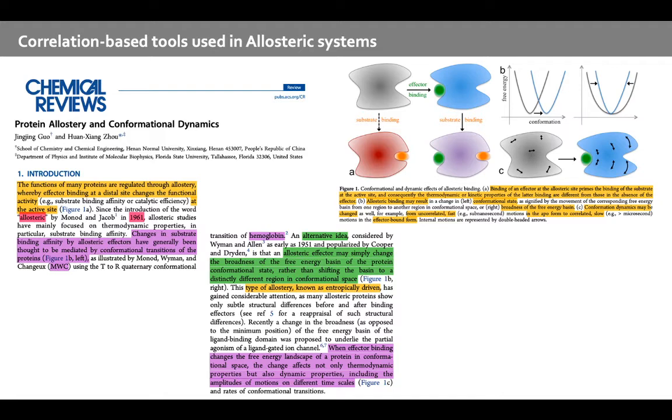So now if we go to the next slide, I'd like to go a little bit more into the detail about how this DynaComm works. The first concept, which we have already seen, is covariance: how much two variables change together.